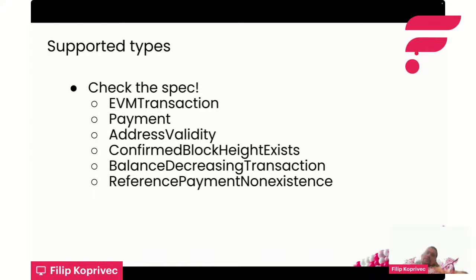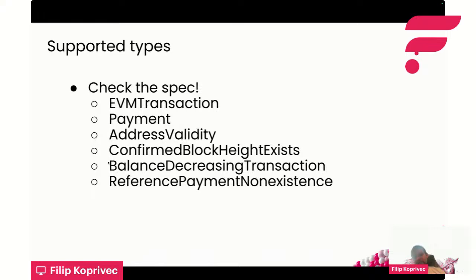What that means is that even the problematic cases when you want to redeem something somewhere else are nicely handled, because you can always know what's happening there. And the second two, balance decreasing transaction and reference payment non-existence, are useful when you want to know that something on another chain has happened in a way that you hadn't predicted, or hasn't happened.